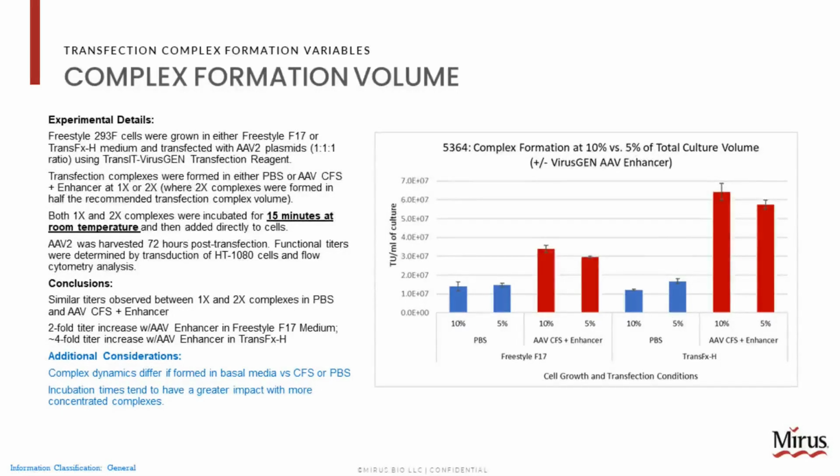And a lot of times we might be thinking, well, what about the other option? Could we make our complex more concentrated? Could we use a smaller volume? So a more concentrated volume is going to concentrate the DNA and concentrate the reagent, both of which might form complexes faster. They're going to find each other in the media to actually make that complex more quickly.